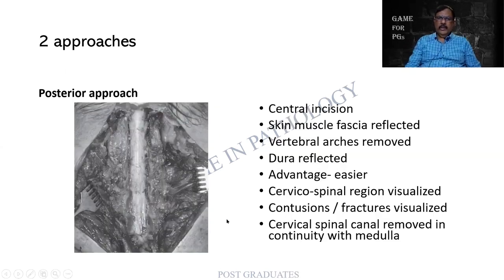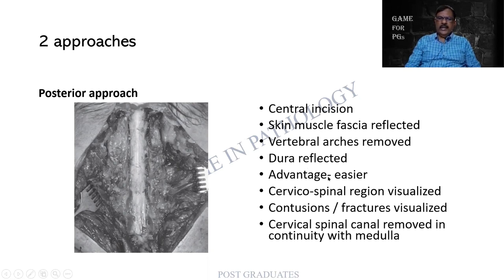Regarding the dissection of the spinal cord, there are two approaches. Most commonly followed is the posterior approach. These pictures have been retrieved from Ludwig. There is a central incision. The skin and the fascia are reflected. Look at the reflections being done over here so that the cord is exposed. The vertebral arches are removed and the dura reflected.